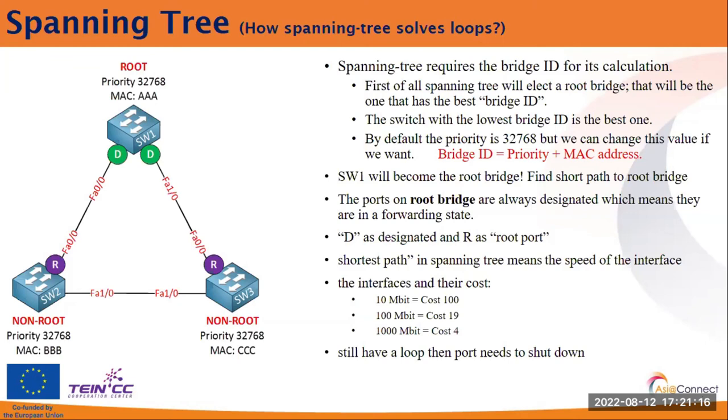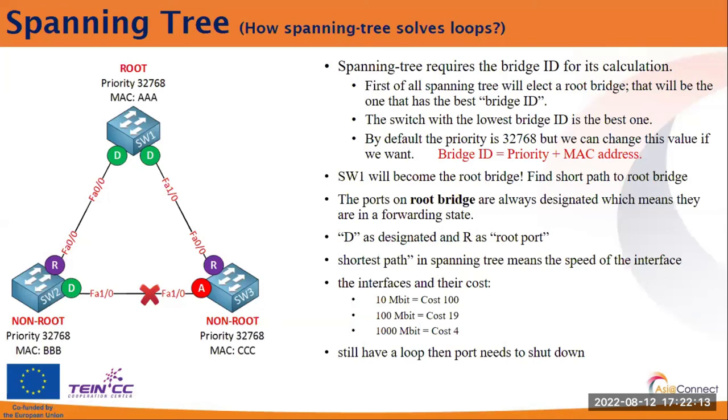We have a designated port on our root bridge and a root port on our non-root bridge, but we still have a loop. That means it can go through this way, it can go through this way, and come back here. There is a loop, so we have to shut down one port, which means switch two and switch three must break the loop. Which port are we going to shut down? One of switch two or one of switch three. We look again at the best bridge ID. So for selecting the root bridge or shutting down another connection, we must think about the bridge ID. That means bridge ID is priority plus MAC address.